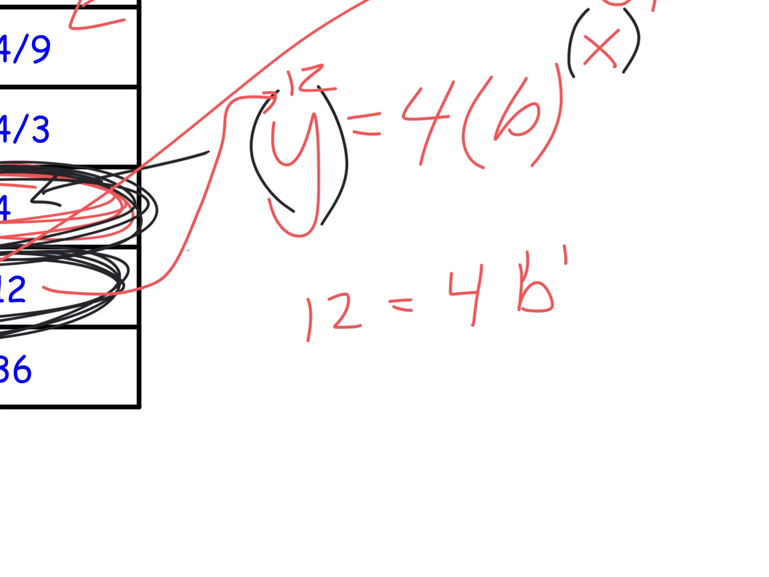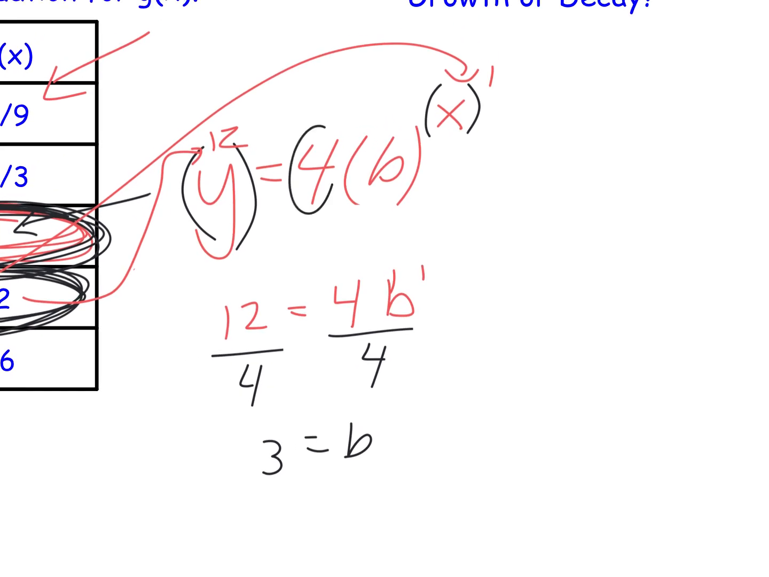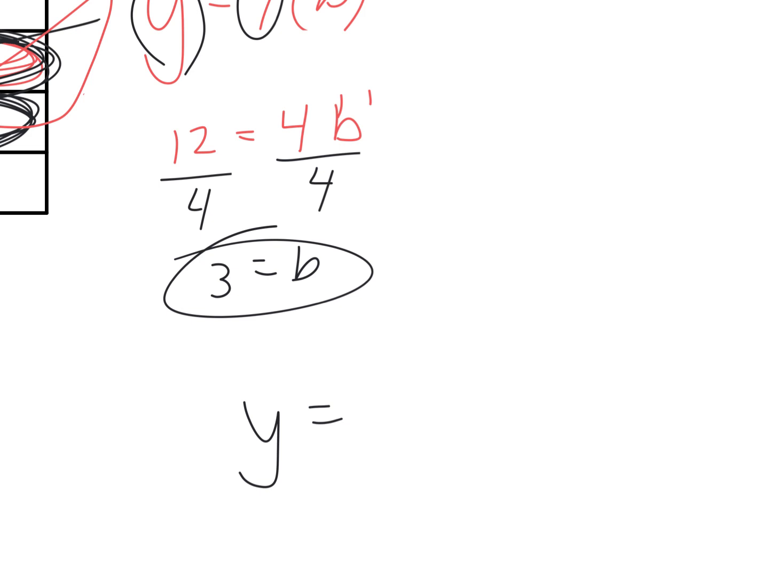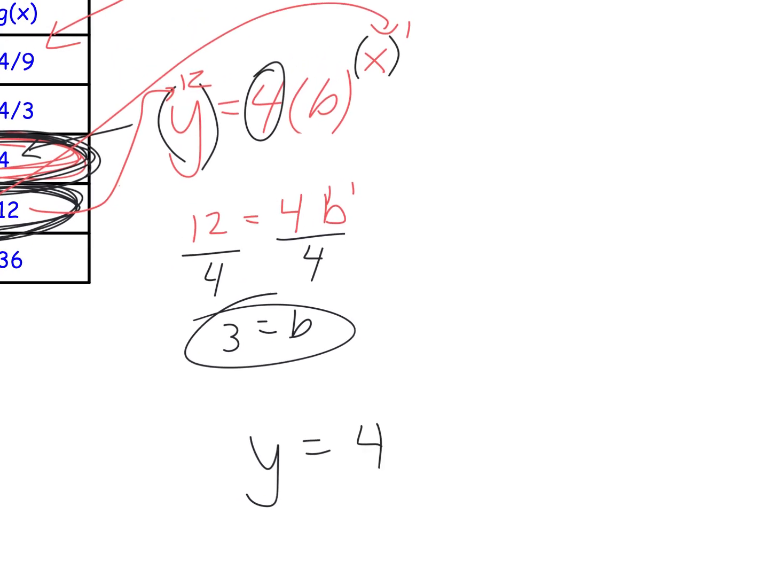All right. Graydon, tell me what to do. Divide by 4, and I get 3 equals b. Does that feel right to you so far? Okay, good. So then, what's the actual equation? I now know the start value. I now know b. Tell me the equation. You always start with y equals. y equals 4 times 3 to the power of x. There you go.